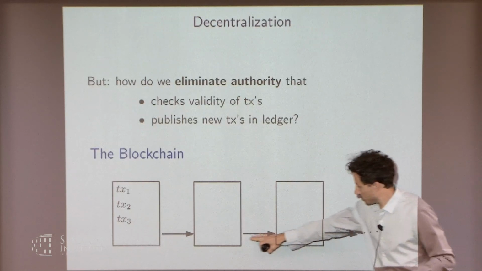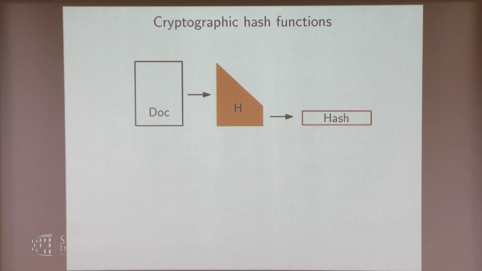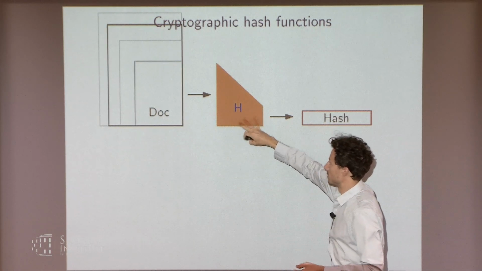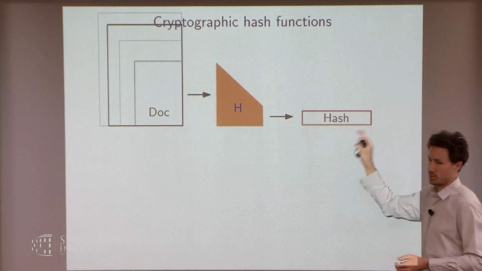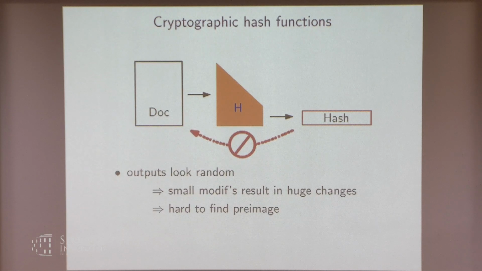What do these arrows mean? So what does it mean for this chain to be chained together? That's done using a cryptographic hash function. A cryptographic hash function is a function that is compressing, so whatever size of document you put into it, the output will always be 256 bits long.